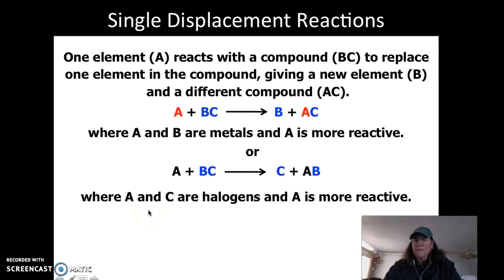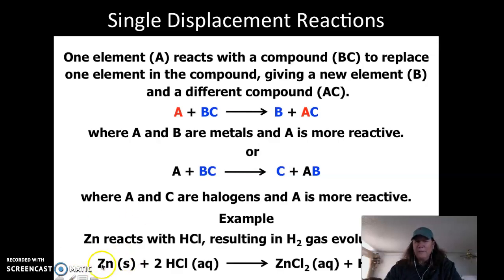All right. So what will happen is the one that's more reactive will replace the other one. Here's an example. When you put zinc with hydrochloric acid, you end up with zinc chloride, and this is hydrogen, you guys. Sorry about that. You see I have an element by itself here, and now I have an element by itself here. So that's an example of a single replacement.